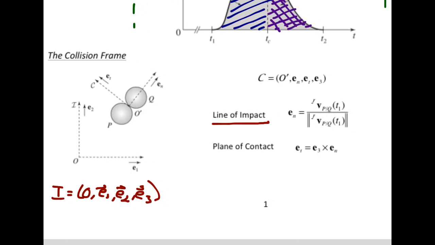This is slightly different than our path frame, so don't confuse this with the path frame, where we're defining our E sub n first, not our E sub t. And then our E sub t, this plane of contact, is defined by crossing E sub 3 with E sub n. So whatever your E sub 3 basis vector is, however you've defined that in your inertial frame, in this case coming out of the page, you're going to take the cross product E3 with En to get Et, the tangential vector, or the vector that defines what we call the plane of contact. So now with this reference frame, we have the tools to split the velocity into speeds in the En direction and the Et direction, which we'll do in just a moment.